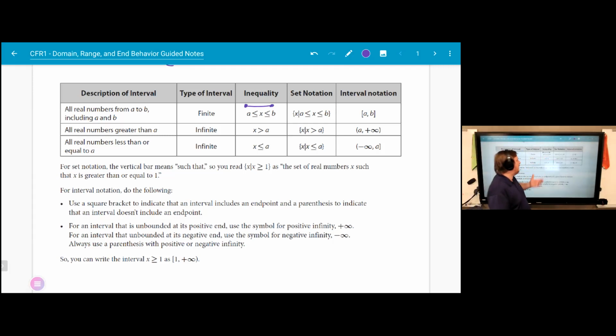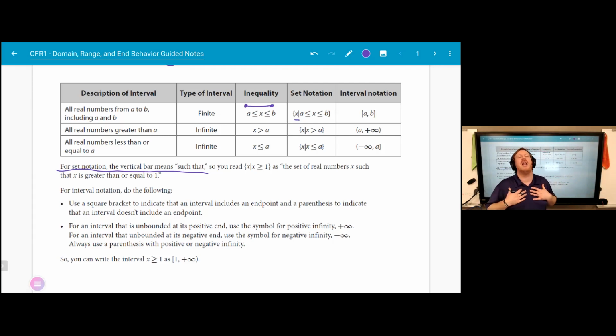And for set notation, we take that same inequality and we have the fancy bracket, this curly bracket on the outside, and we say X with this vertical line. What does that mean? I wish we had something there that says that. Oh, hey, for set notation, that vertical bar means such that. You would literally read this part right here as X such that X is between A and B, including A and B. Okay, and in interval notation, we're going to use parentheses and square brackets to determine things.